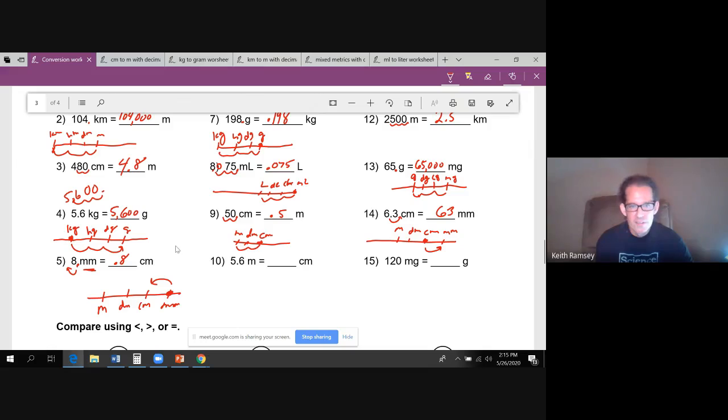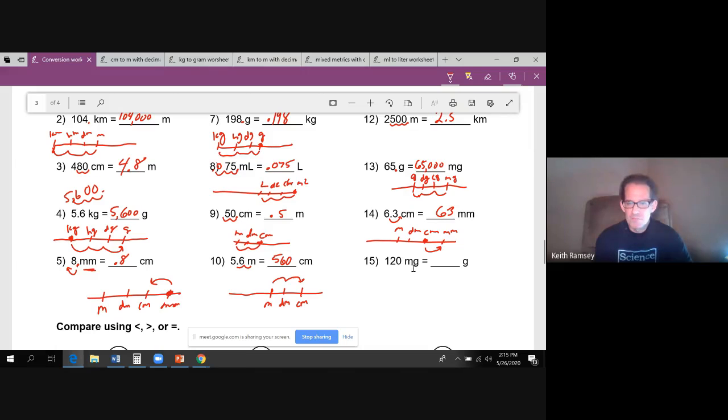Let's look at 5.6 meters. Let's draw our chart. Here's a meter, and I'm going this way to centimeters. So first step is decimeter. Second step is centimeter. And I'm going once, twice this way with my decimal point. So here's 1, 2 steps. I'm going to put a 0 there as a placeholder. 560 centimeters in 5.6 meters.